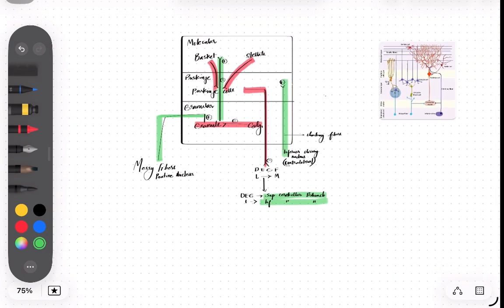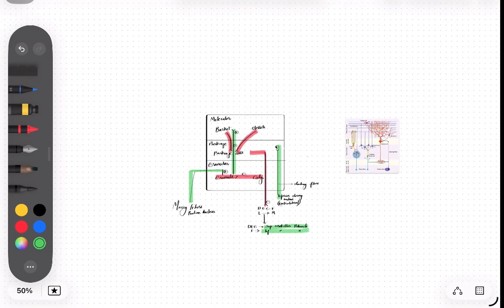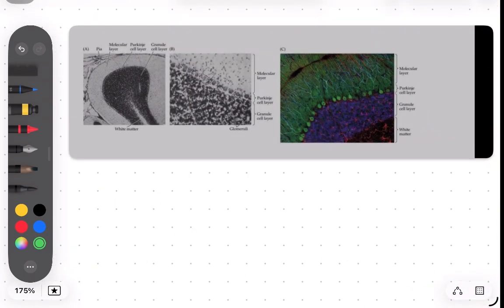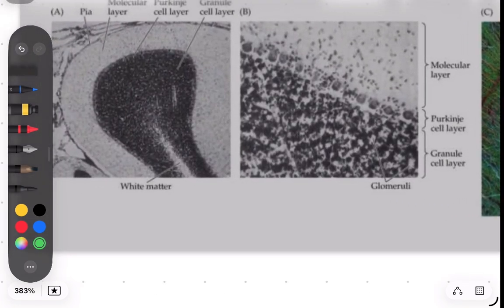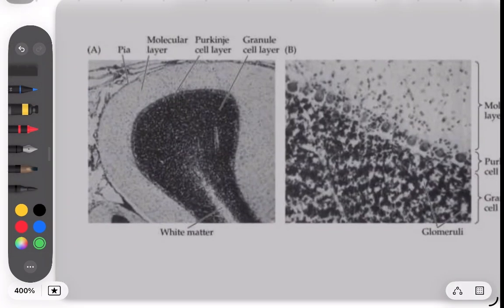Okay, now if they ask you to recognize the Purkinje cells, look at the Purkinje cell layer, okay? The Purkinje cell layer, and above it is this molecular layer. Molecular layer is going to have your basket cells and stellate cells. Then you have the Purkinje cell layer, and then below it is the granular cell layer. That is the granular cell layer, which has the Golgi and the granule cells.